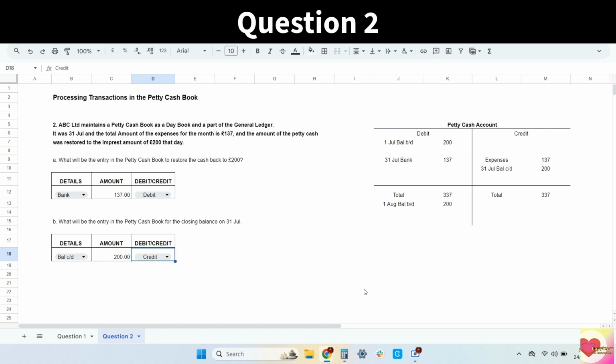Before I end this video, let me just summarize my advice for this topic. First is to draw the petty cash account to visualize all the details given in the question so it will be easier to answer them. Second is to be very careful in answering this type of question because it could be confusing. Sometimes the question here is, what is the balance carried down? And the answer would be this one, which is in credit. And if you were asked what is the balance brought down, the answer would be this one, which is in the debit. So you have to pay attention to those details.